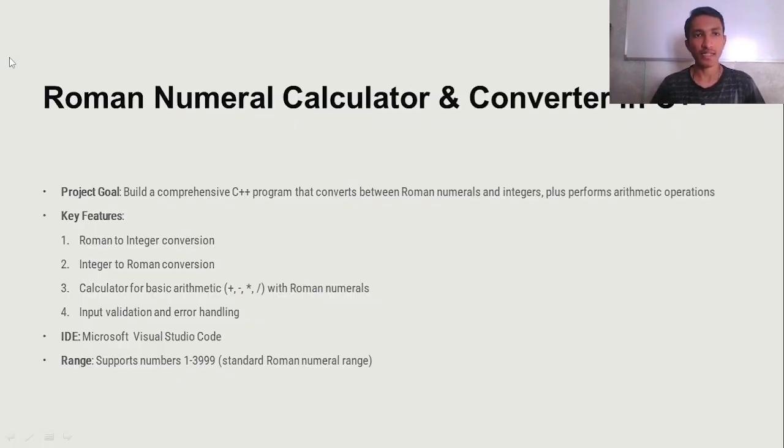So take an overview of the project. My goal is to build a comprehensive C++ program that converts between Roman numerals and integers and also performs arithmetic operations. The key features are listed below: it converts Roman numbers to integers, integers to Roman numbers, and has a calculator for basic arithmetic operations with Roman numerals. It also checks the validity of the Roman numeral input by the user. I have used Microsoft VS Code for compilation. My code supports numbers from 1 to 3999, which is the standard Roman range.